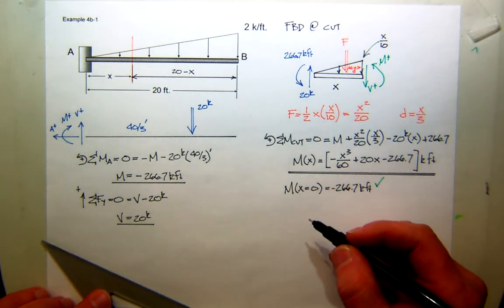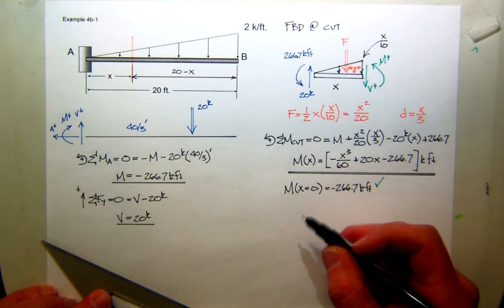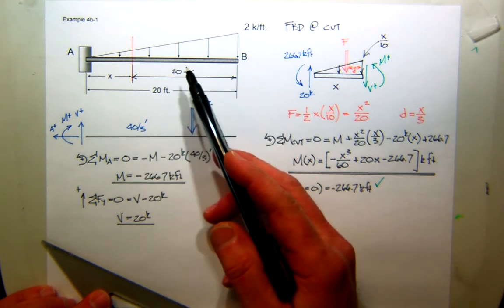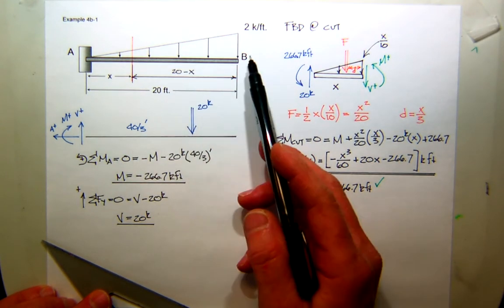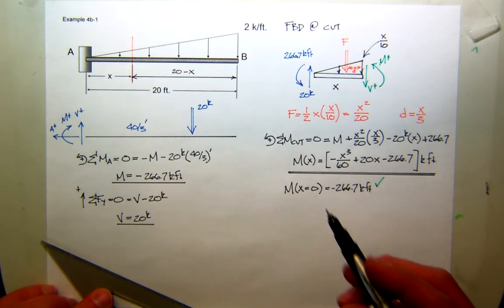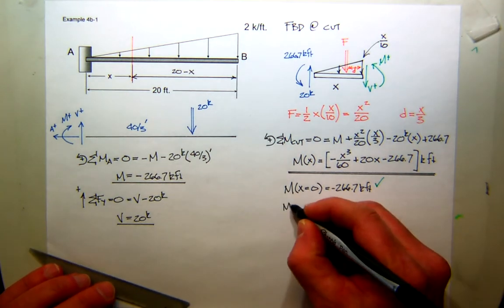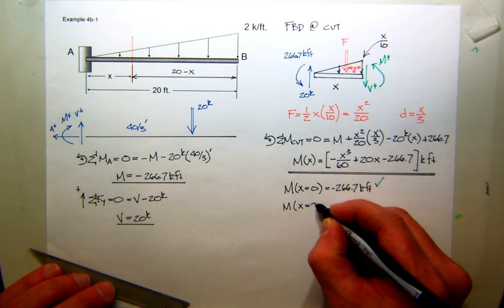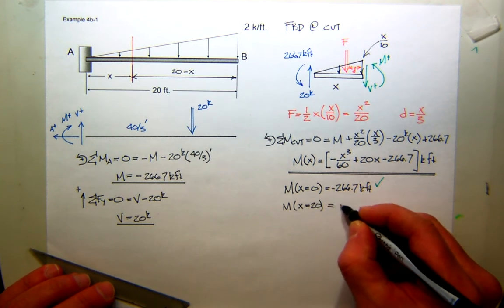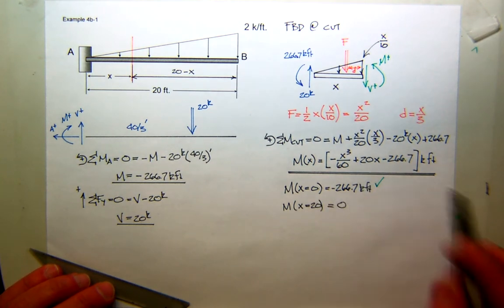Where else do you know the moment? Just by looking at it. What happens here at B? Is there any moment at B? Better not be. It's a free end. Nothing to restrain it. So that means the moment when x is equal to 20 should be equal to 0. Put an x equal 20 here. What do you get?